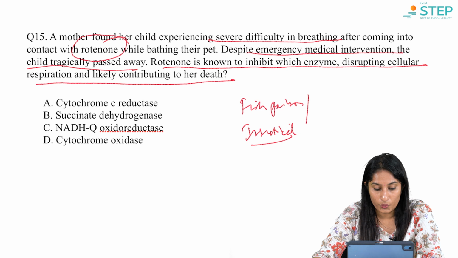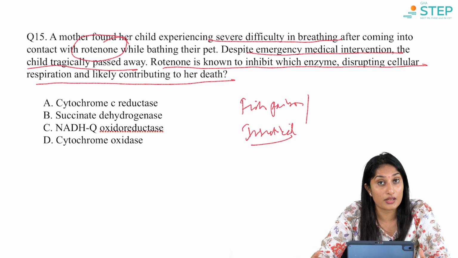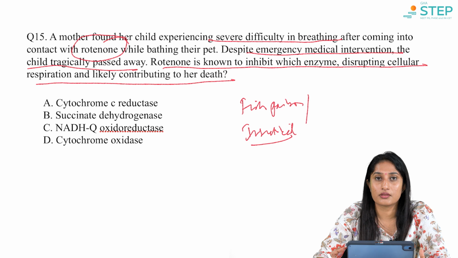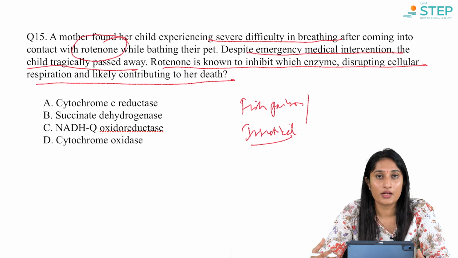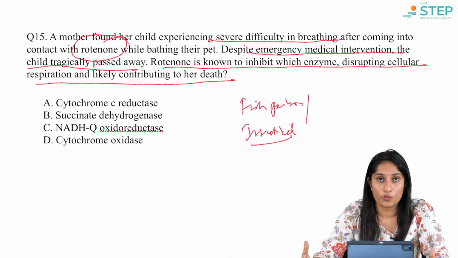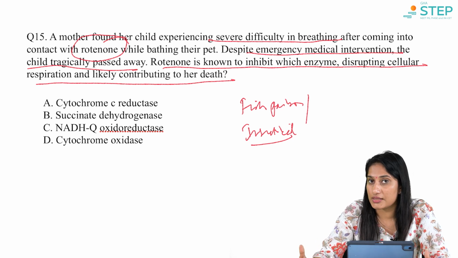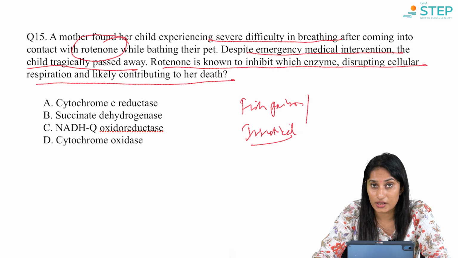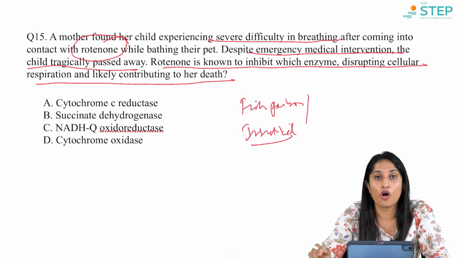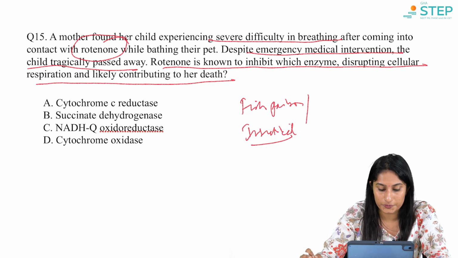So, why has there been a death? Because rotenone in severe amounts will inhibit the electron transport. When there is no electron transport, cellular respiration halts and there is no ATP. The lack of ATP can cause death. That's the reason of death in this child. So, remember rotenone is a complex 1 inhibitor.